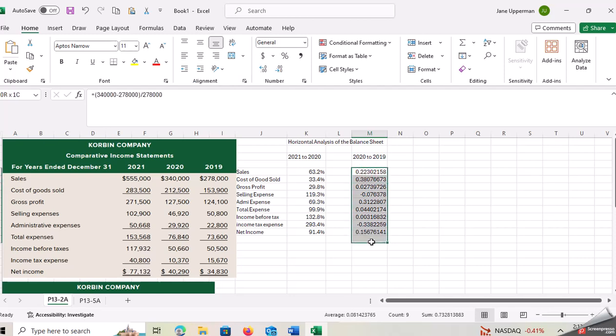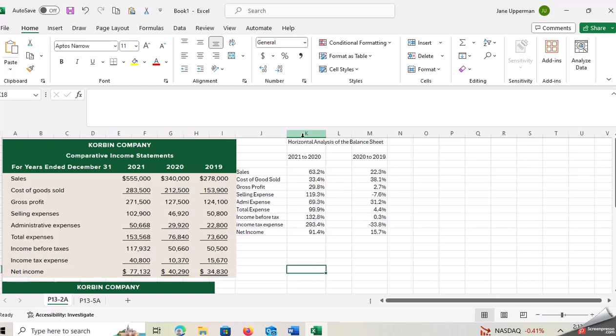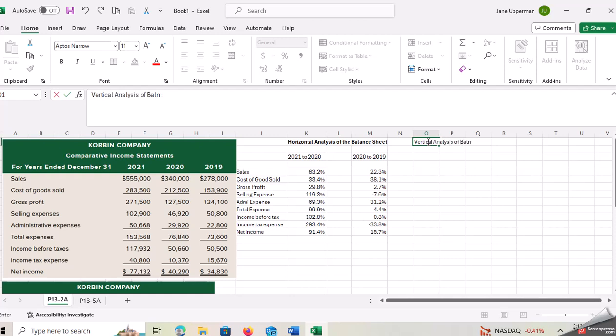And again, you can just go up and say, okay, these are all percentages, and I'd like them to go out one decimal. How come it's not letting me do it? So then that is, again, the horizontal analysis of the income statement. Now, if we want to do a vertical analysis, that is obviously going up and down.